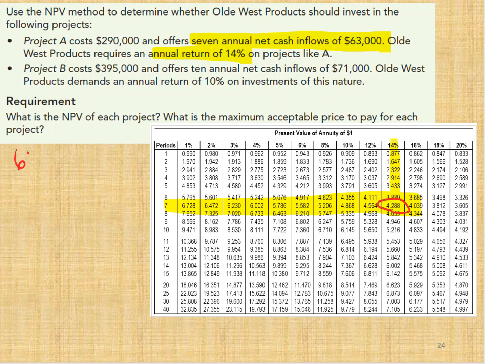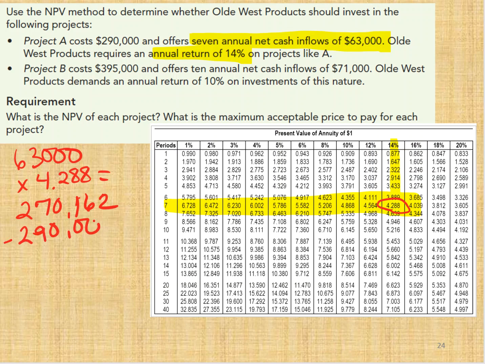So we're going to take that 63,000 times the factor of 4.288. And if we do that multiplication, we get $270,162. So that's the value of these 7 inflows at 14% interest. Now what we need to do under net present value is subtract the initial investment. So the initial outlay of cash was $290,000.